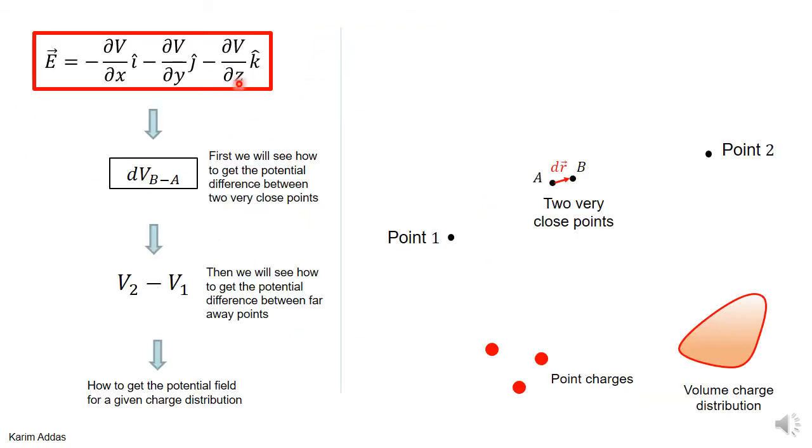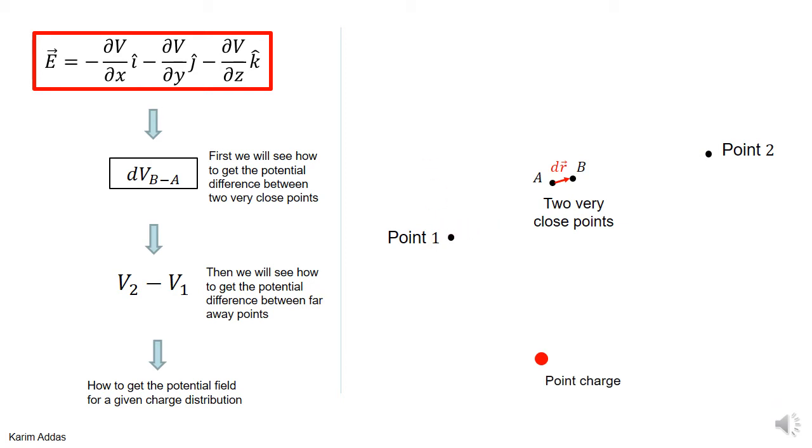I also mentioned that we're going to do this in steps. There are several steps we're going to go through in order to get the final goal of getting the potential from a certain charge distribution. The first step was to get the difference in potential between 2 very close points. The second step: how to get the potential difference between 2 points that are very far.